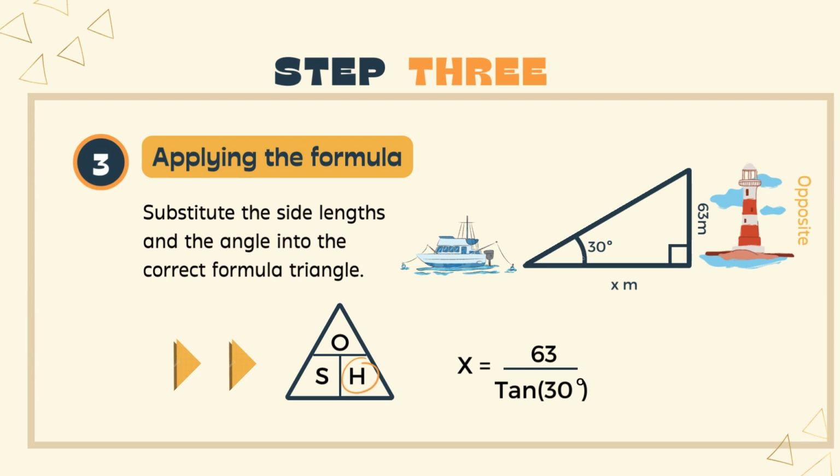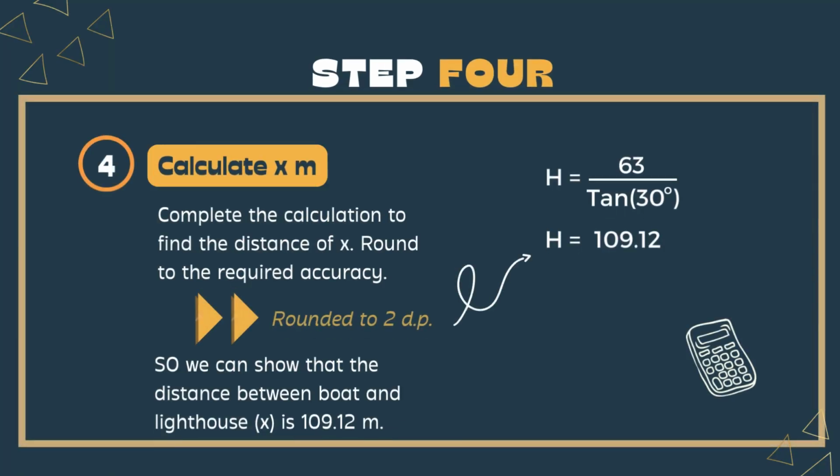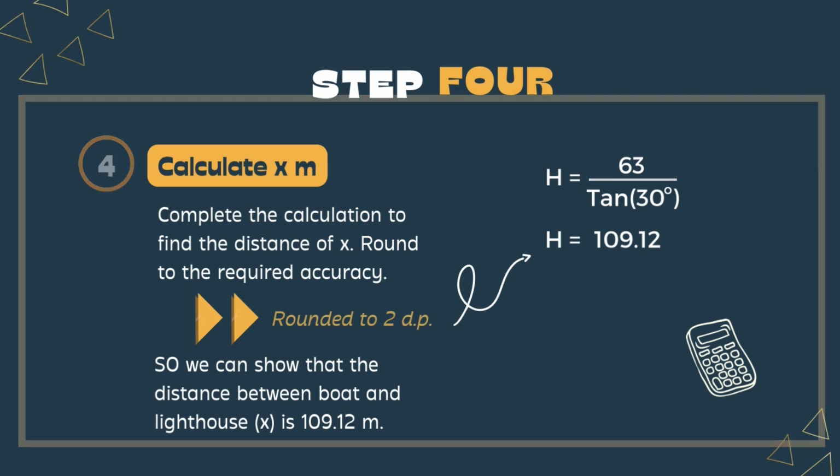For the third step, we have to apply the formula. Substitute the side length and the angle into the correct formula triangle. The final step is to complete the calculation to find the distance x, rounded to the required accuracy. And now, we know that the distance between the boat and the lighthouse is 109.12 meters.